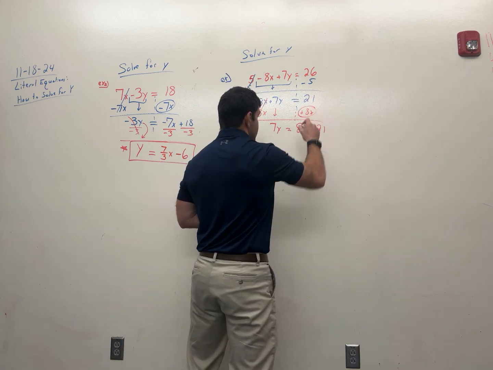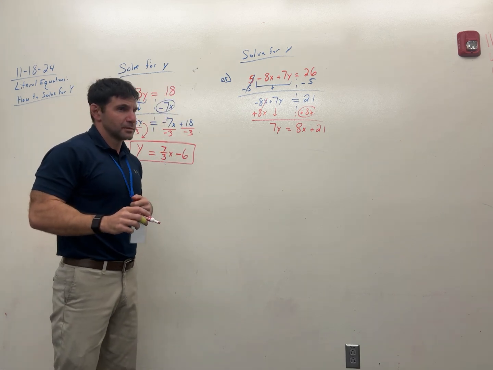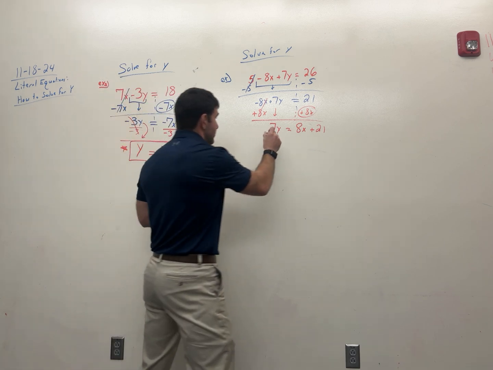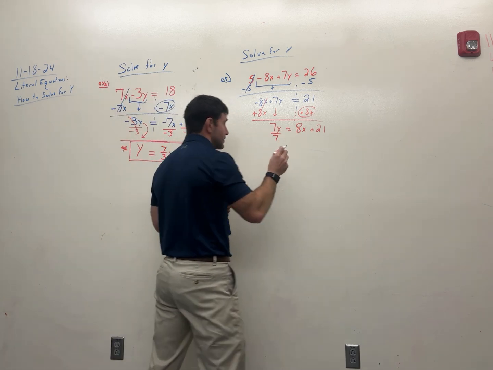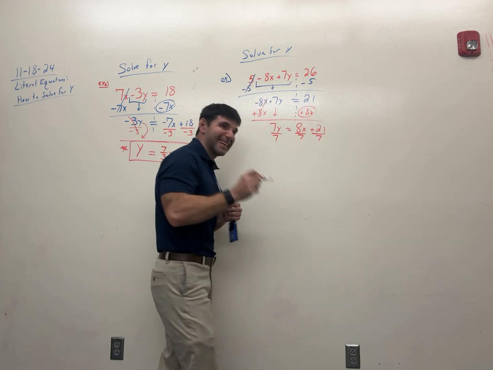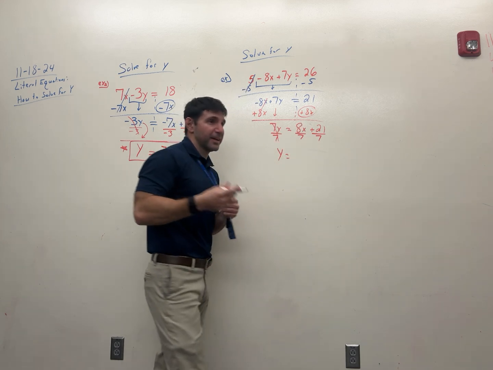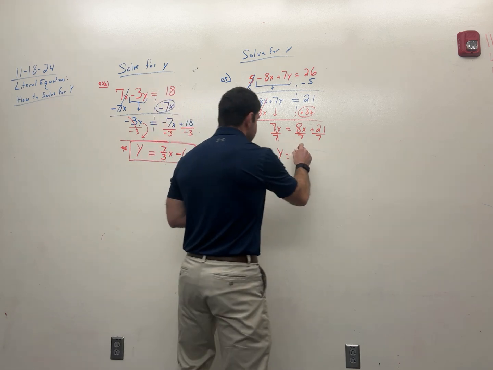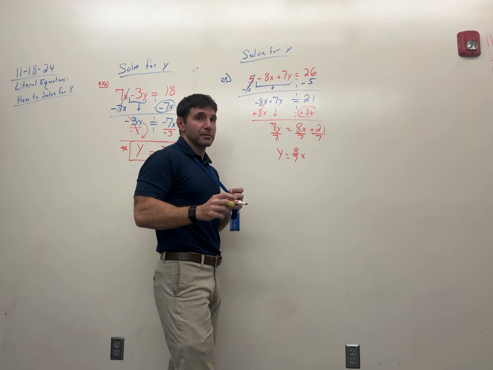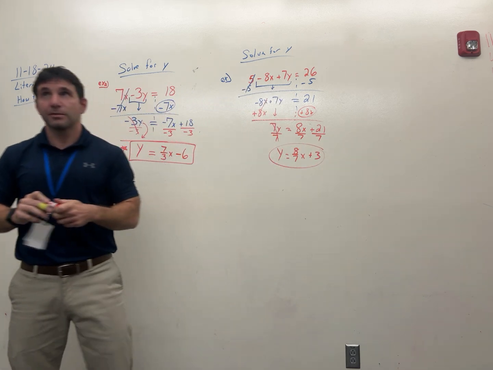The 8x is positive, it stays in front. Awesome. Kendall, now what do I do? Divide by 7. Okay, so I'm going to divide this side by 7, and then what on this side? 8x and 21. You have to divide each individual thing. That leaves me y equals. Can I simplify 8 divided by 7? No. So it stays as 8 sevenths x. What about 21 divided by 7? Positive 3. Y'all, you're crushing this.